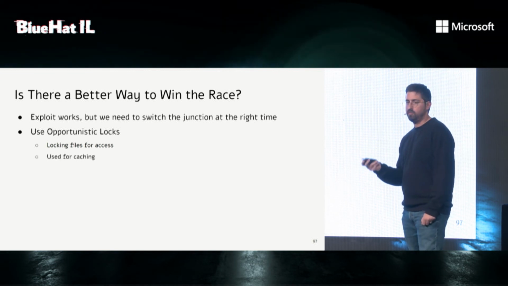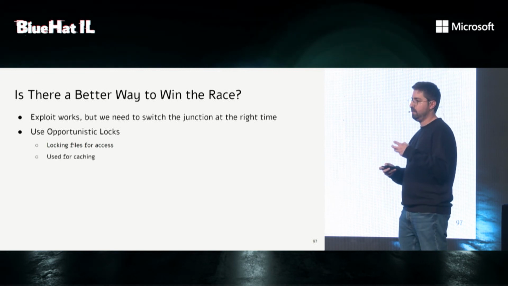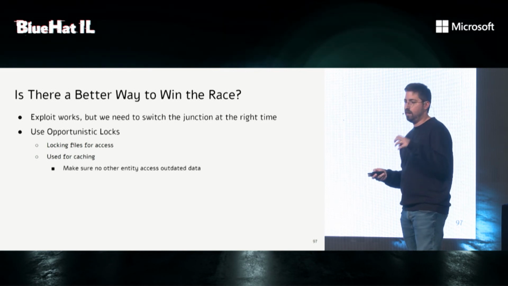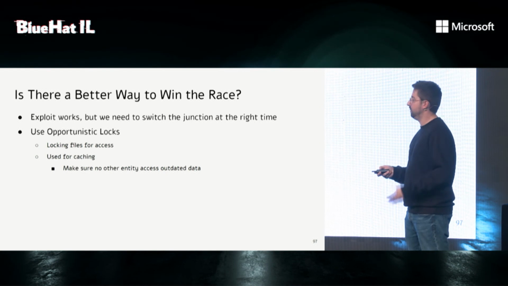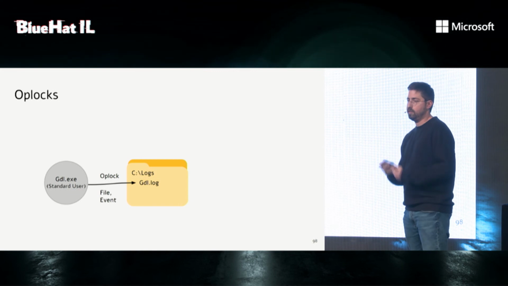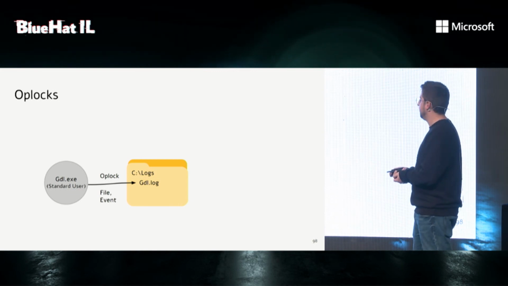It's mainly used for caching, basically delaying flushing a buffer to a file at a certain time, and making sure that no other entity accesses the outdated data. But again, I won't explain this too much right now. I'll just give you what you need to know to understand the exploit.